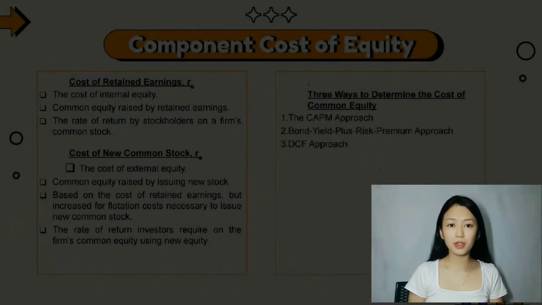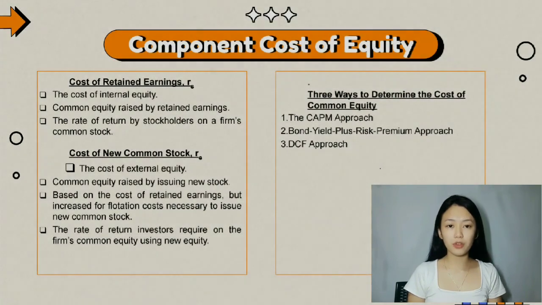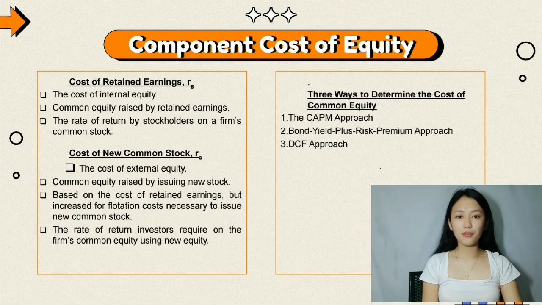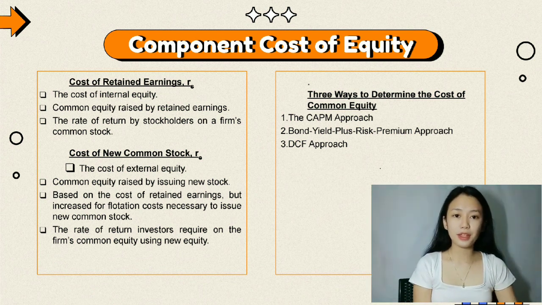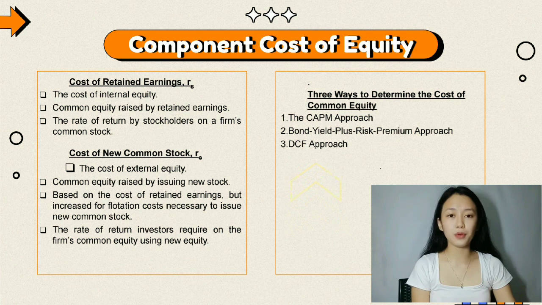And lastly, the third component, which is the component cost of retained earnings. Cost of retained earnings is the cost of internal equity. It is common equity raised by retained earnings. It is the rate of return required by stockholders on a firm's common stock. There are three ways to determine the cost of common equity. Number 1, the CAPM approach. Number 2, the bond yield plus risk premium approach. And number 3, the DCF approach.